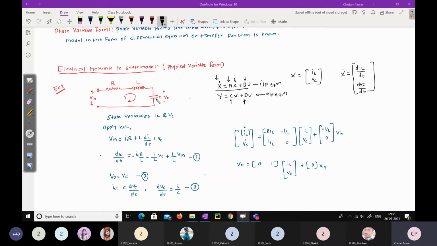So from this particular circuit we can say that V0 is equal to Vc. This is our second equation. As we know that output is V0 and input is Vin, this will be our output equation: V0 is equal to Vc. The second equation will be our output equation.